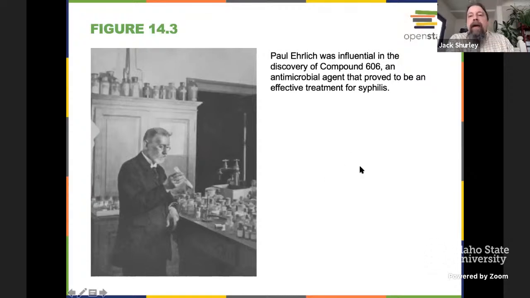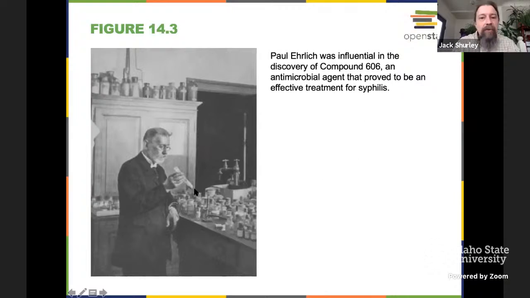Paul Ehrlich was influential in the discovery of a compound 606. It's an antimicrobial agent that was effective in treating syphilis. And I assume this is maybe multiple trials. It's like the WD-40, trial number 40. I think 409, the window cleaning stuff, is a similar sort of thing. There's multiple attempts to get it correct. I think that's the idea with this. Trial and error. Science is not perfect.